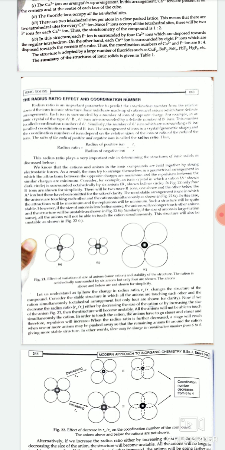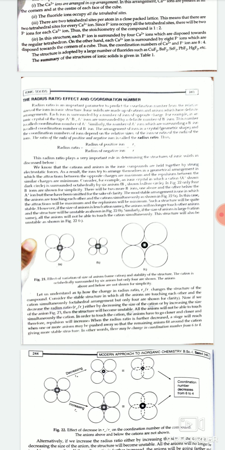Consider, for example, an ionic crystal in which a cation A+ shown by a dark circle is surrounded octahedrally by 6 anions, B-, shown by hollow circles. Only 4 B- ions are shown for simplicity. There will be 2 more B- ions, one above and the other below the A+ ion, but these have been omitted for the sake of clarity.